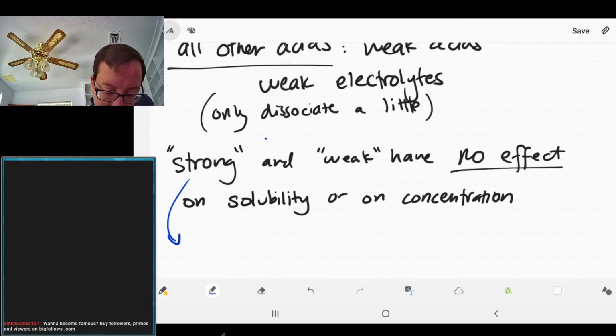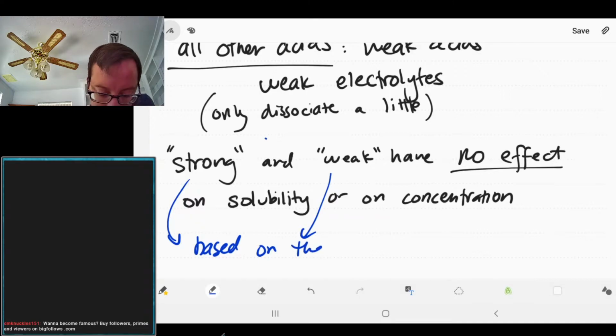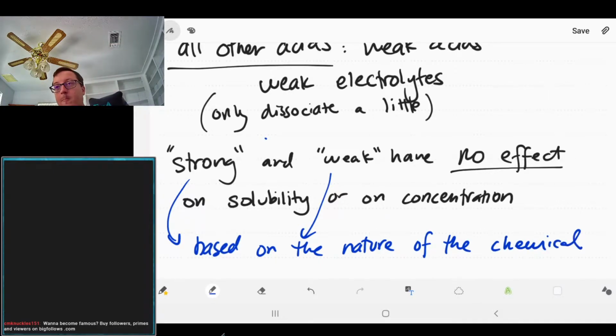These terms are based on the nature of the chemical compound. It can be a little bit hard to internalize because of that, but trust me, it's not bad. I'll show you a video on Thursday about that. So we'll see that this is just kind of how things dissolve.